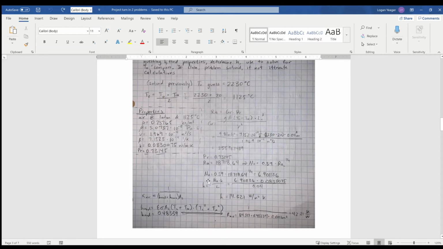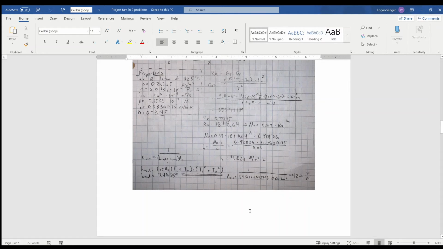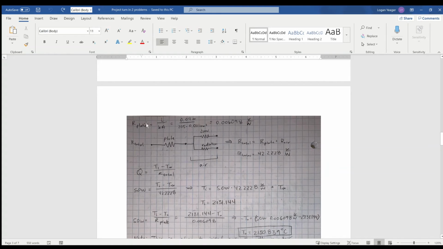And so then you can find the h based on the Nusselt number multiplied by the thermal conductivity divided by the length. That gives you the h, and you can use that along with the h of radiation, which is through this equation right here, and you find your total resistance of air. And then your resistance of your plate is through the characteristic length divided by the thermal conductivity times the surface area, and that gives you this as your resistance.